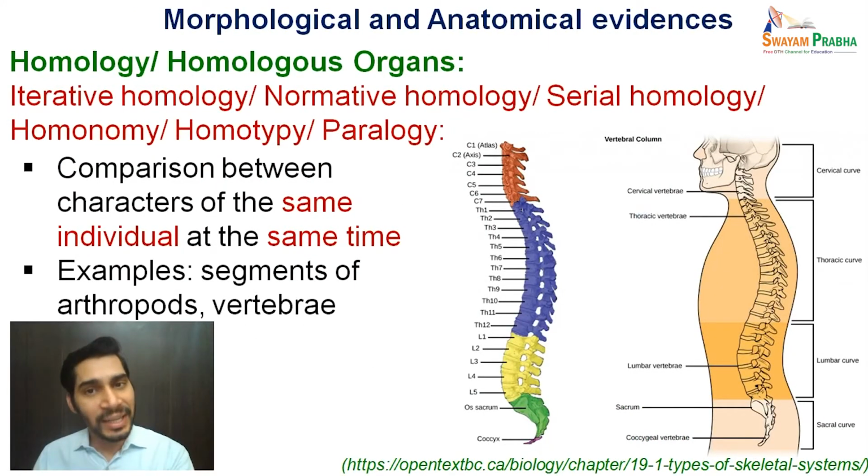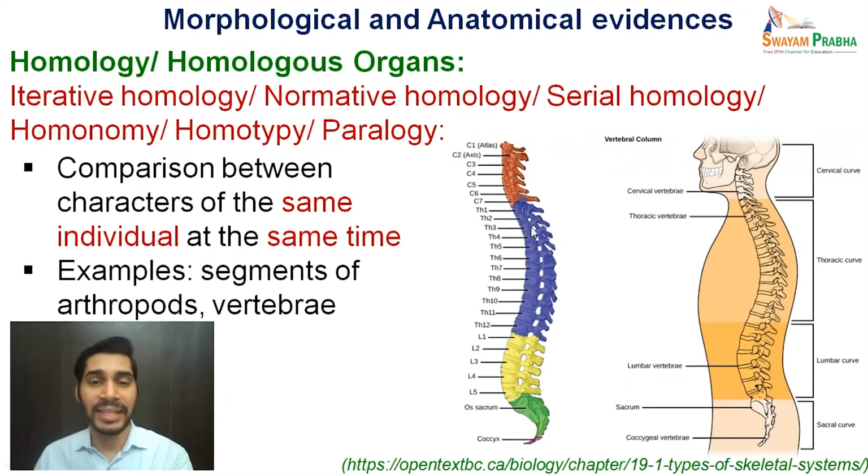Moving ahead to serial homology. As I just mentioned, this is present in the same organism. There are different names for the serial homology which people have given. For example, the iterative homology, normative homology, serial homology, homonomy, homotypy, paralogy and so on. But the phenomenon is almost the same. Here, the comparison is between the characters of the same individual at the same time. So, this is not the comparison in different species or organisms. This is not the comparison at different time points, but the same individual and same time.